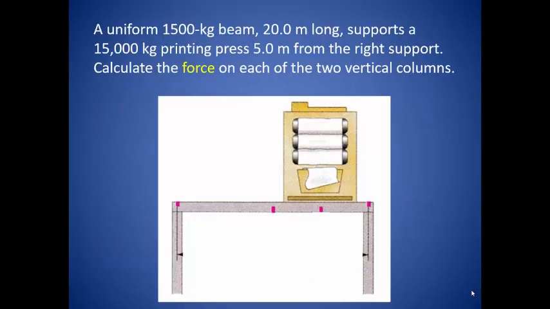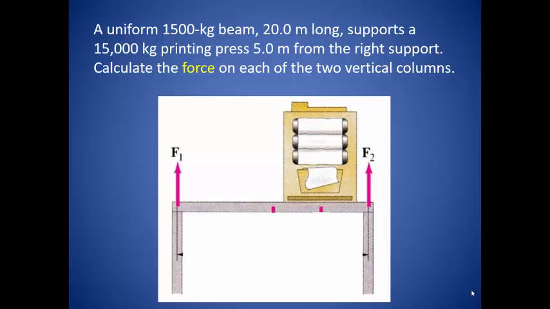So let's start with a uniform 1,500 kilogram beam, 20 meters long, that supports a 15,000 kilogram printing press 5 meters from the right support. We want to calculate the force on each of the two vertical columns. Now the beam of the table is held up by those two supports, one on the left and one on the right. Any force exerted on the supports will come from the total force of the beam and anything sitting on the beam. In turn, the force that a support exerts on the beam is going to be equal and opposite that of the force the beam exerts on the support.